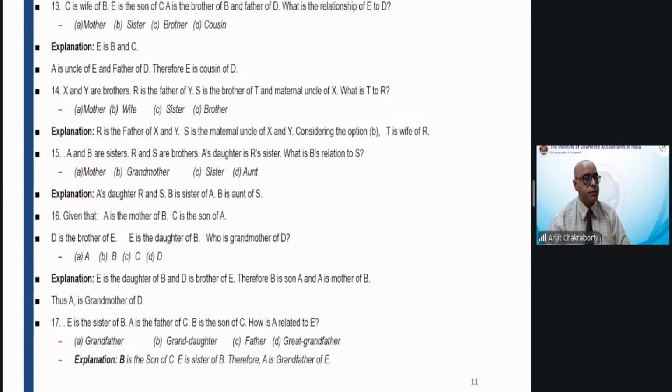Question number 17, the last one here. E is the sister of B. A is the father of C. B is the son of C. How is A related to E?